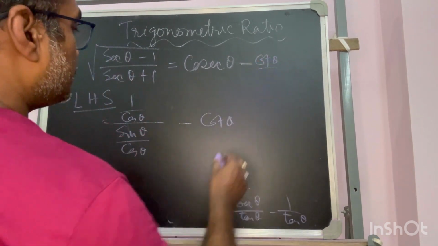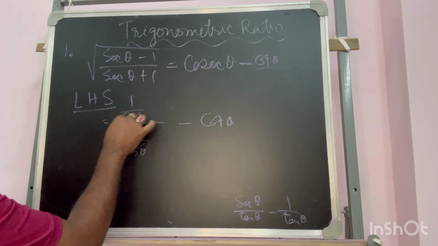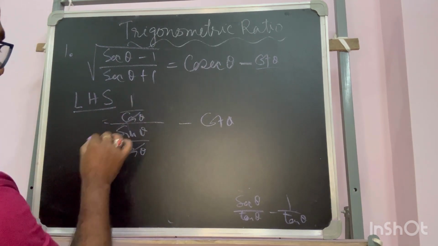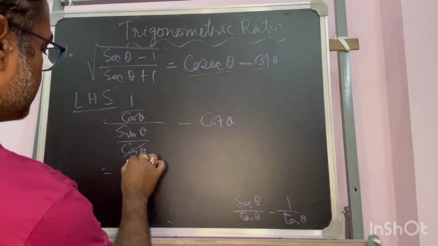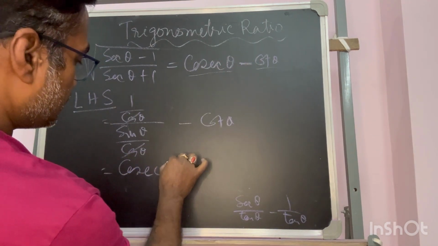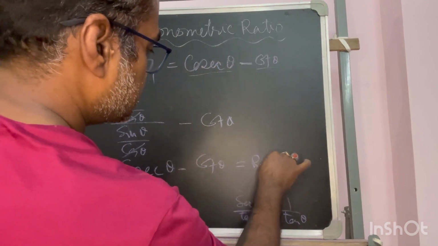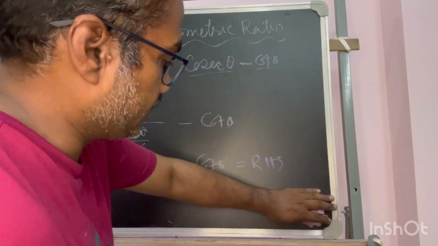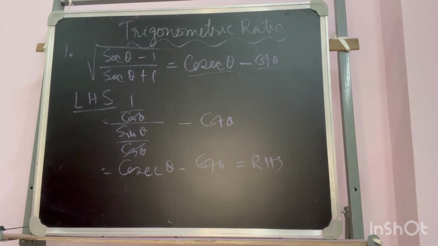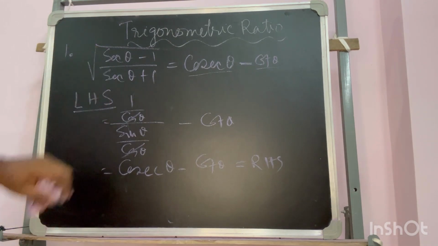Straightaway that second part already came. Now cos theta can be cancelled out. 1 by sin theta, 1 by sin means cosec, so this will bring you to the right hand side. So this is nothing but equal to the right hand side. So hence we prove it. That is the task given to prove.